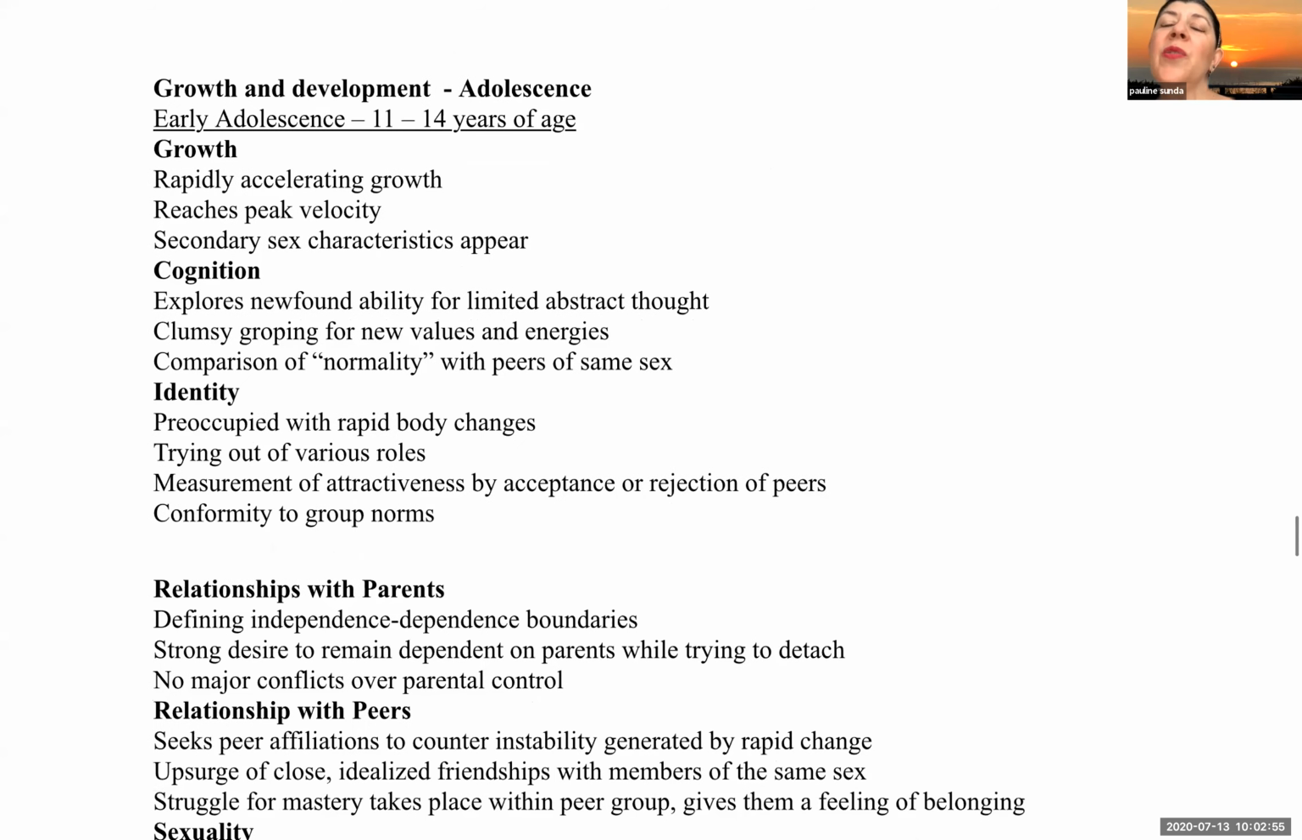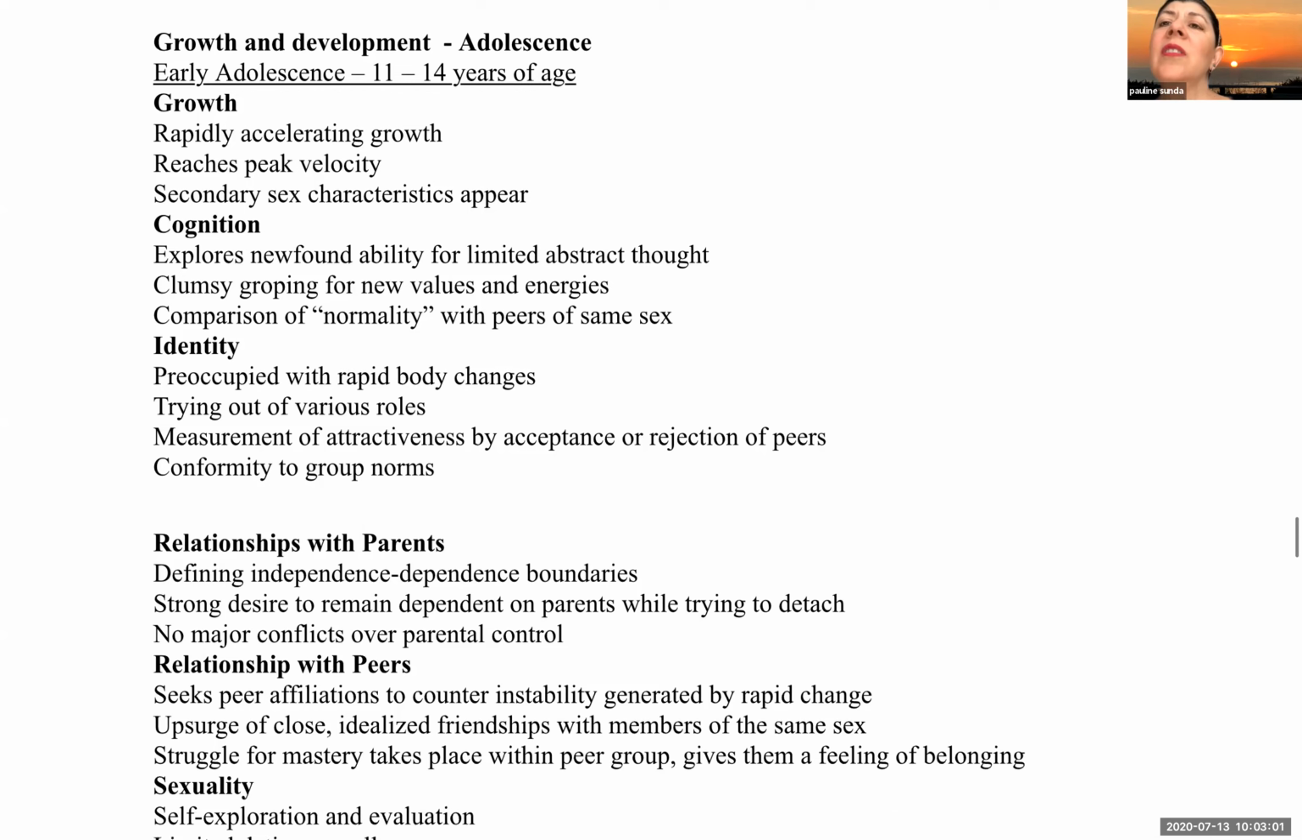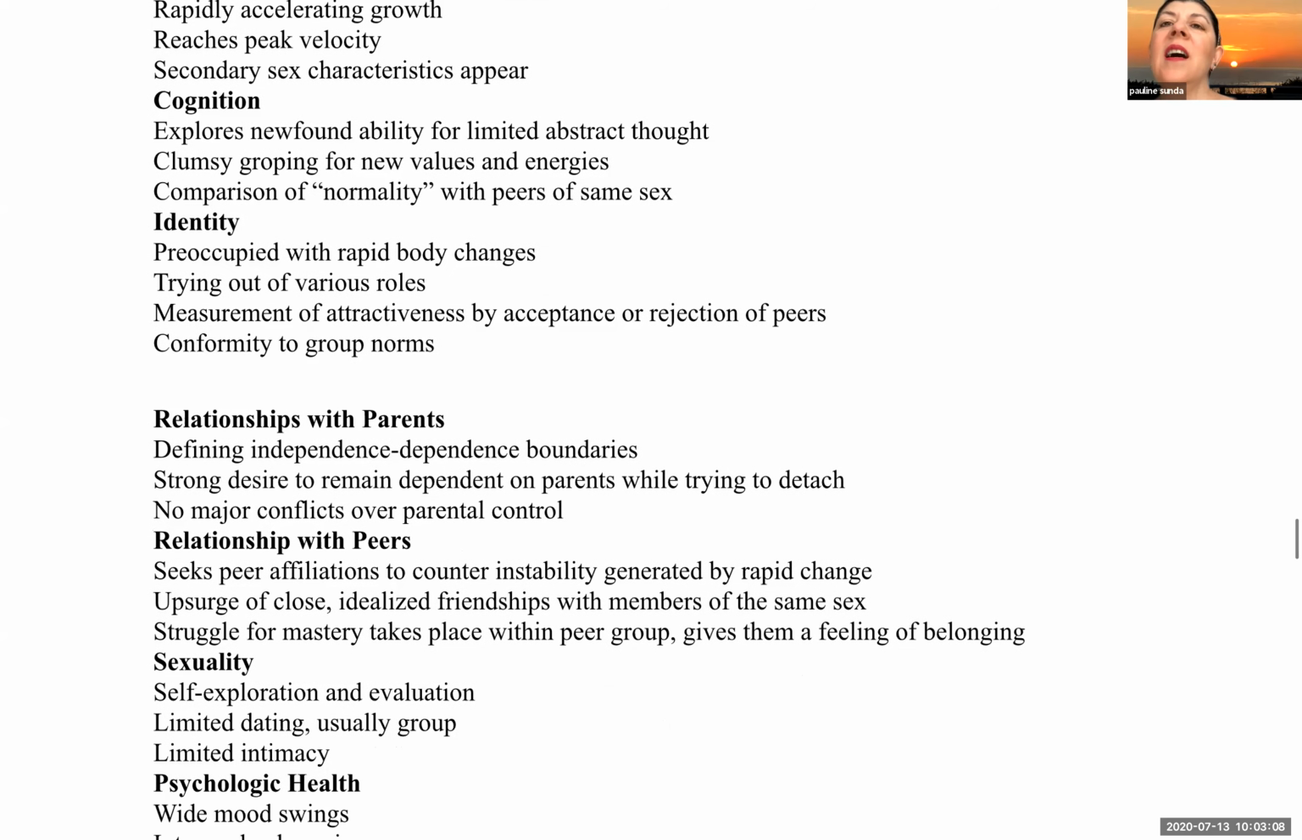So there's a growth and development table in your textbook, so we're going to go over that now. So early adolescence, this is roughly 11 to 14 years of age. We're going to look at cognition. Here they are exploring their newfound ability for a limited abstract thought. They are comparing normality with their peers of the same sex.